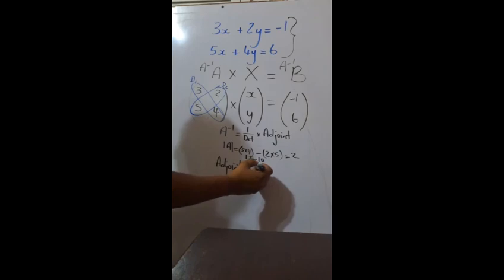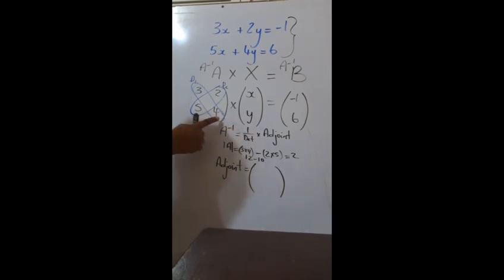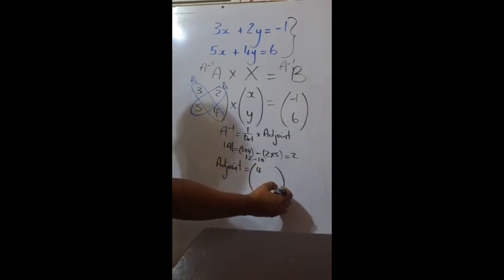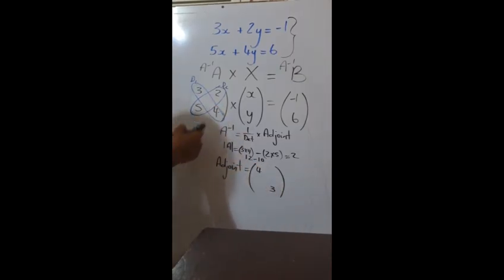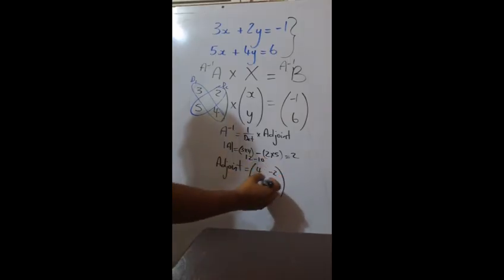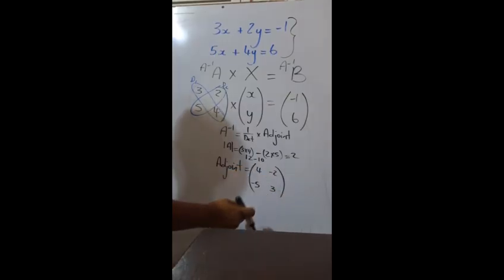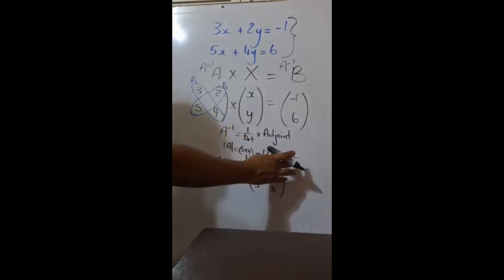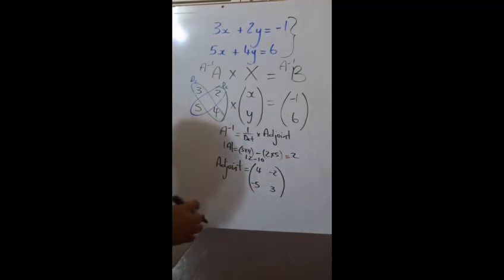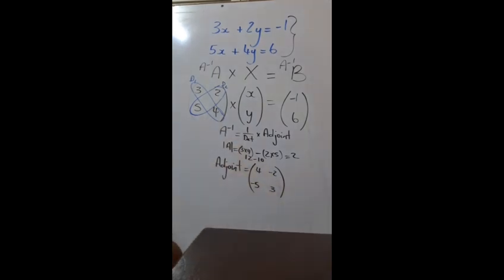The adjoint is a matrix formed from the original by rearranging the elements on the diagonals. Diagonal 1, which is my leading diagonal, I'll switch the positions of those. Diagonal 2, which is my non-leading diagonal, I'll change just the sign. Signs only for the non-leading, positions only for the leading. So this, therefore, is my adjoint. Now that we have the determinant and the adjoint, I can now do the inverse.